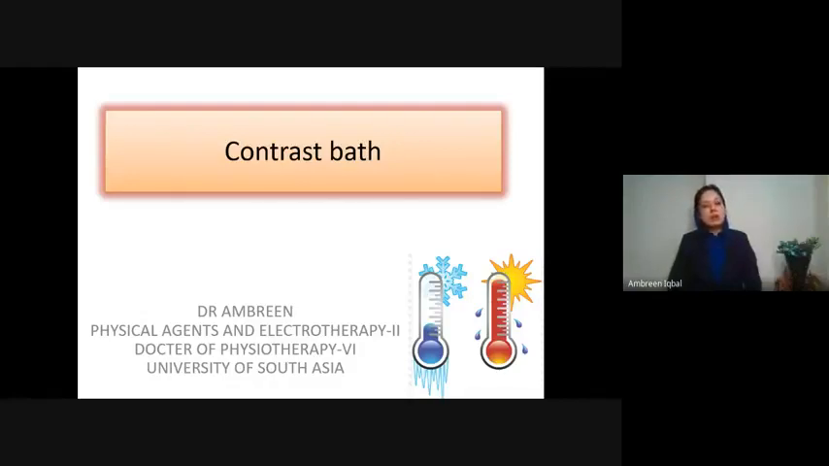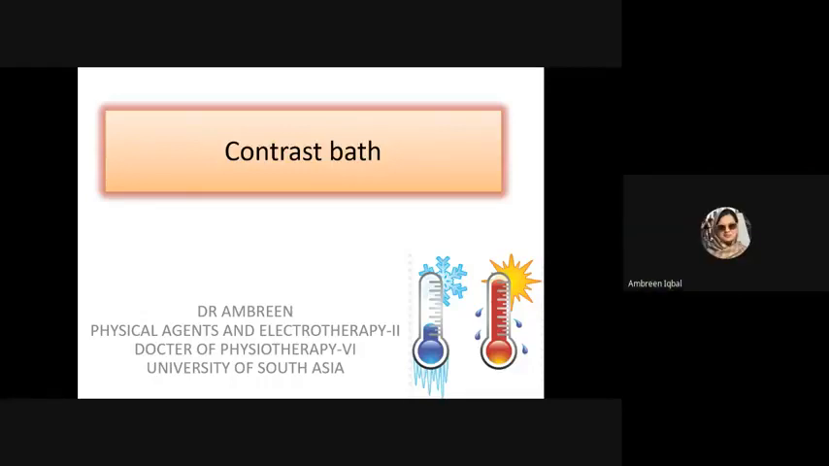Coming towards the topic, let me tell you what is contrast bath. Basically, contrast bath is a physical therapy treatment in which the part of the body is immersed first in hot water, then in cold water, and this process is then repeated alternately. We do this contrast bath when we want to help improve the circulation of some injured tissue.